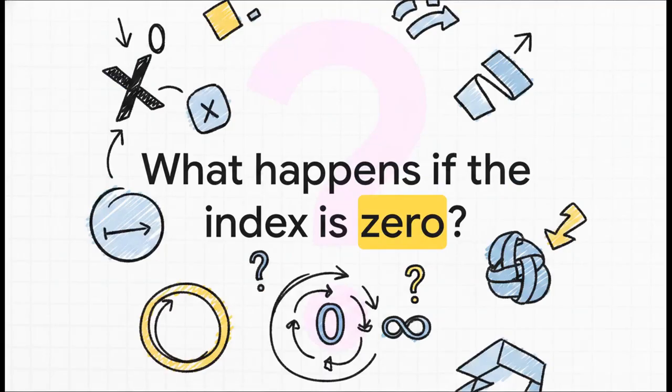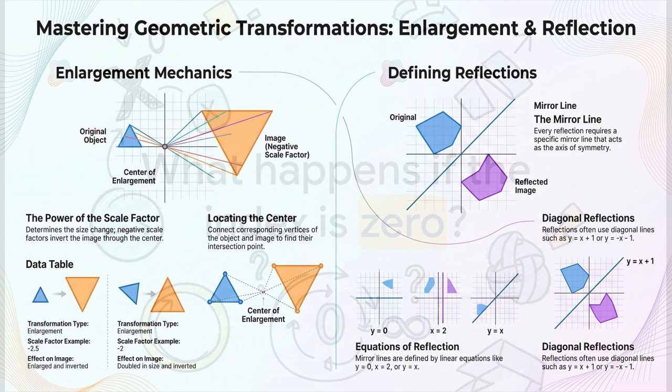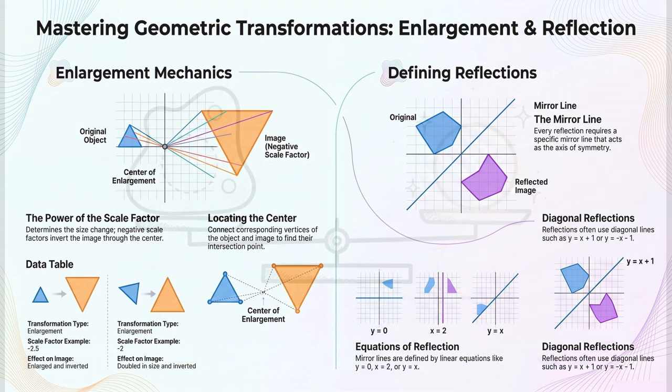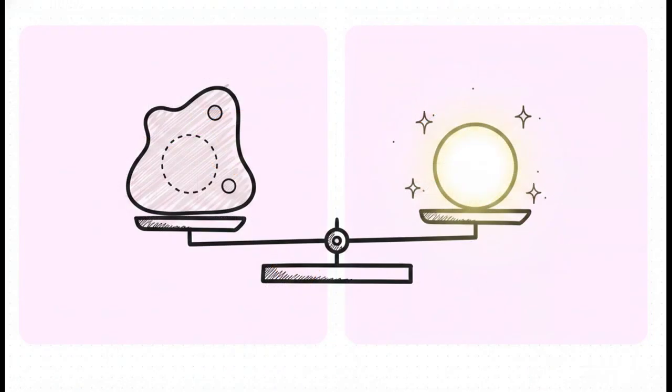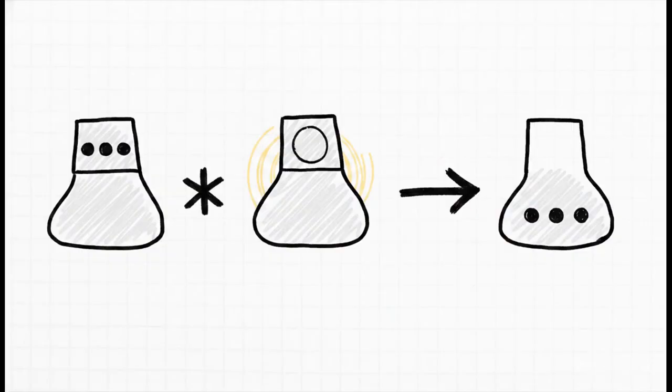But hey, what happens when we hit a weird edge case, like a zero index? By matching subtraction against standard division, we actually prove anything to the 0 power is 1. So c cubed times c to the 0 is literally just c cubed times 1.